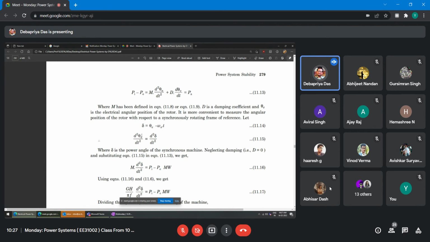Therefore, if you take delta is equal to theta E minus omega s into t, then d square theta E upon dt square is equal to d square delta upon dt square, where delta is the power angle of the synchronous machine. That part, the power angle or torque angle characteristic of a synchronous machine, students do in the third year power system lab. Right. Now, neglect damping, D is equal to 0.